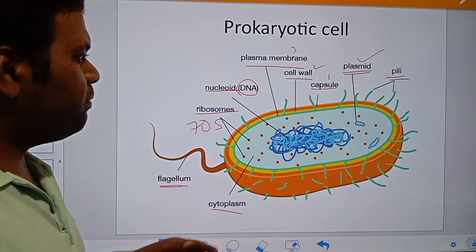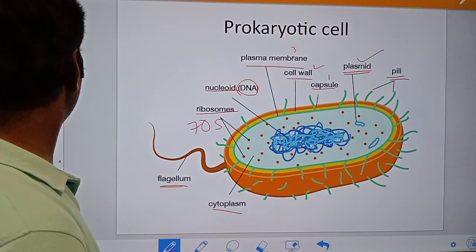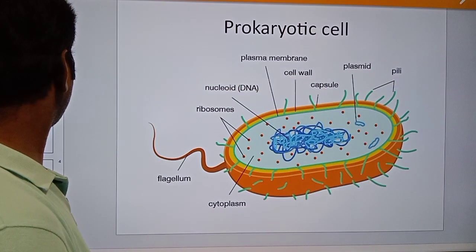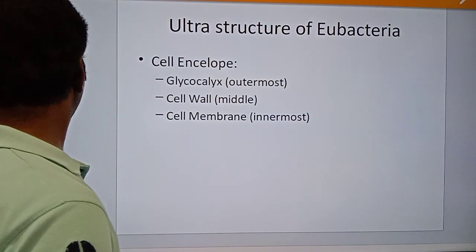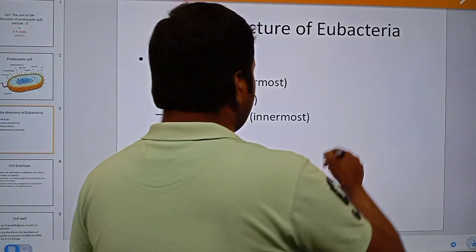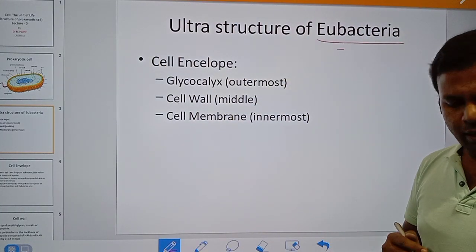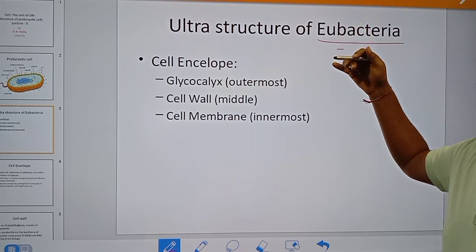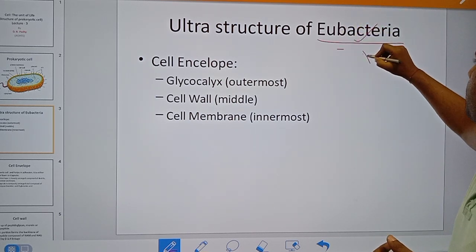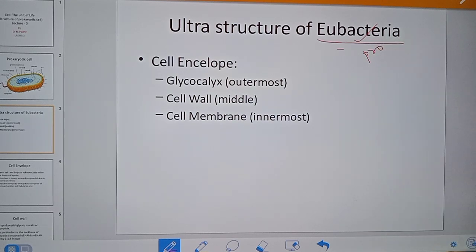So I will discuss a little bit more about these parts. The next slide you will see is the ultrastructure of eubacteria. Why have I written eubacteria here? I wrote eubacteria instead of a prokaryotic cell, because that is the example I am concerned about. We will go for an example, eubacteria, which is a prokaryotic cell. So eubacteria, or true bacteria, you can say.